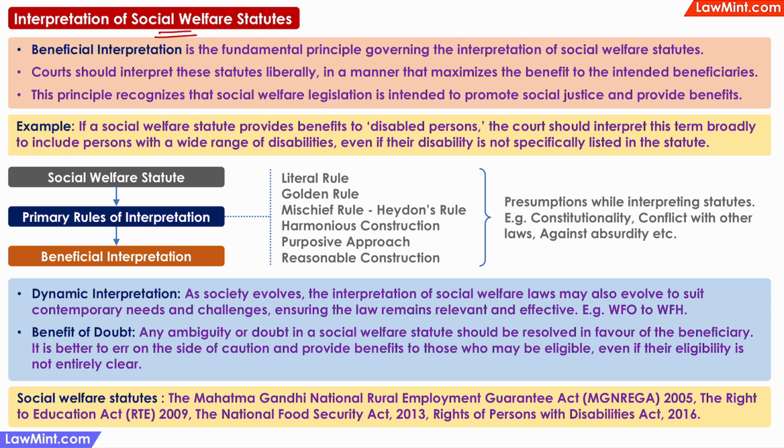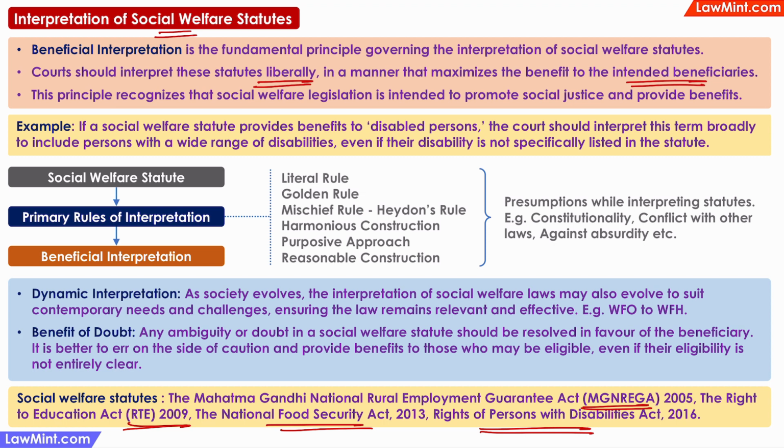Social welfare statutes are enacted to promote social justice and provide benefits to the people. For example, the Mahatma Gandhi National Rural Employment Guarantee Act, the Right to Education Act, the National Food Security Act, or the Rights of Persons with Disabilities Act. Since the objective of such statutes is to extend benefits or to ensure the welfare of the people, they should be interpreted beneficially and liberally to ensure that all the intended beneficiaries are covered.